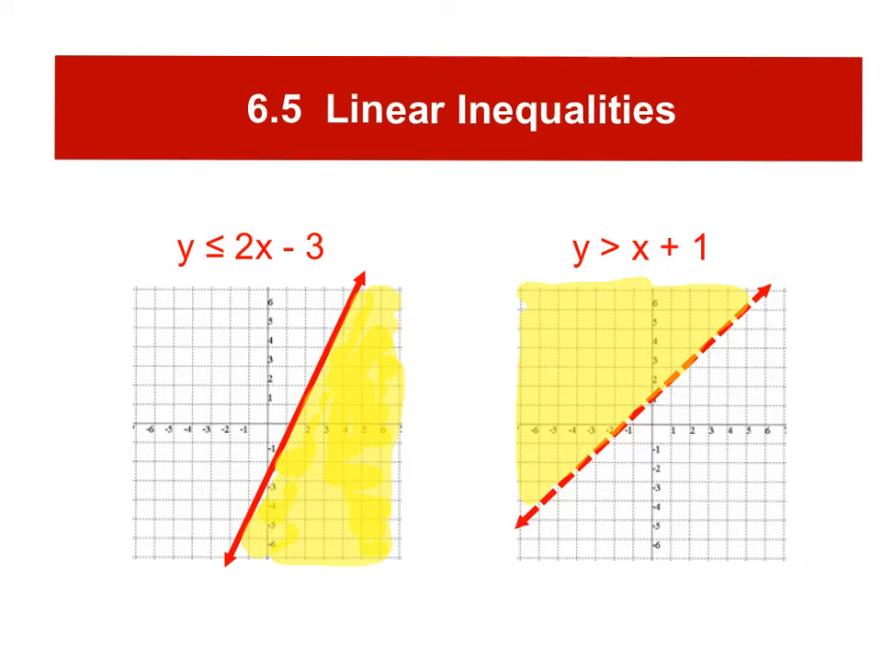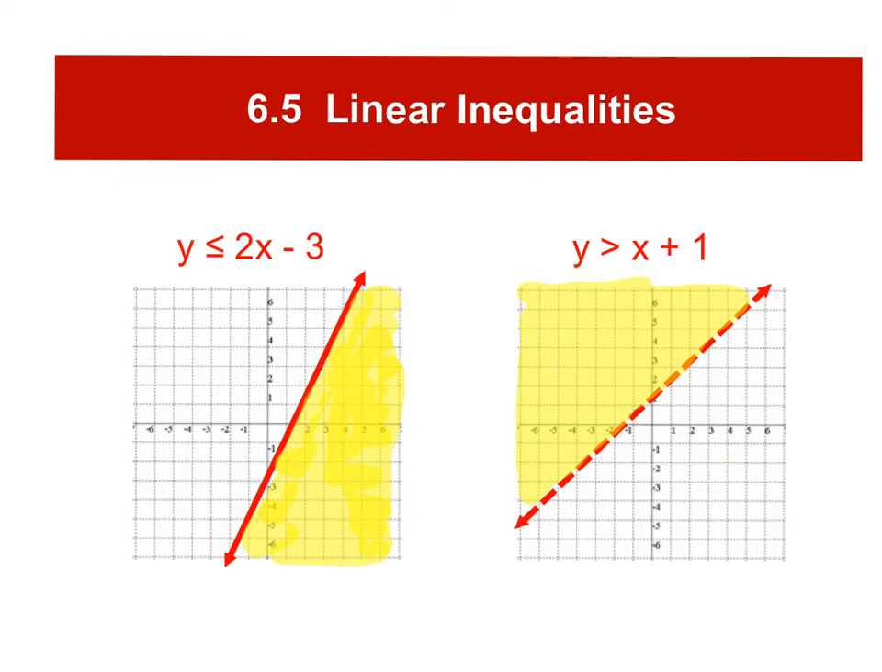Any ordered pairs in this shaded region, if you were to plug them in for the x and for the y, you would get a true statement. Any of these ordered pairs over here in this shaded region, if you plug in the x and the y, you would get a true statement. If you were to plug in an ordered pair that was not shaded, that's when you would get the false statement, and these ordered pairs over here are not solutions to the inequality.